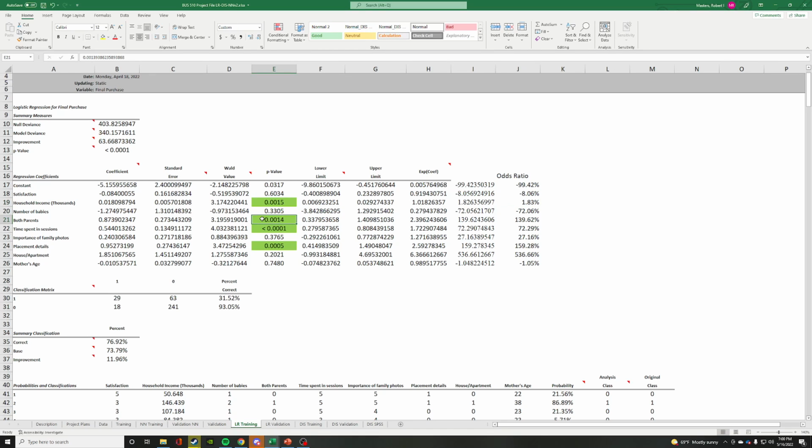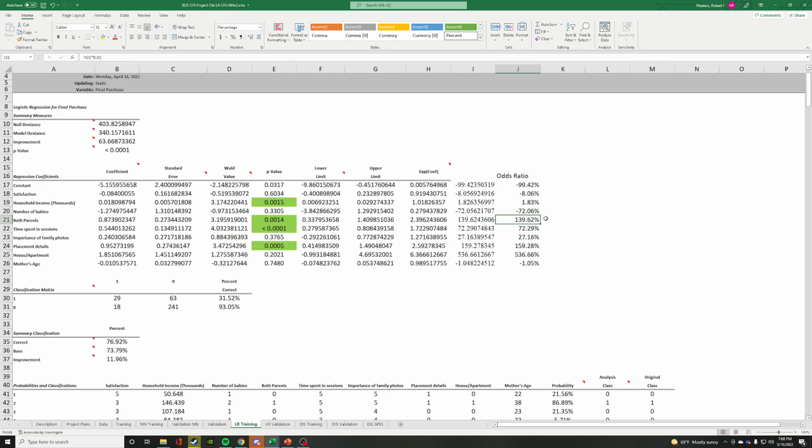Moving on to both parents. For both parents, this is pretty interesting as well. If only one parent comes, it's not going to be very great. But if you're taking a look at whether or not both parents are attending, if both parents are present, that's a 139% increase over the base model.